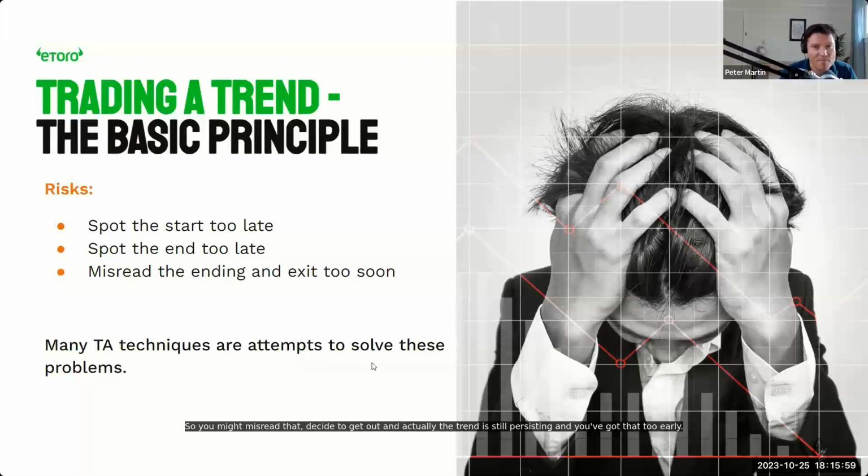So you might misread that, decide to get out, and actually the trend is still persisting and you've got out too early. So the techniques of technical analysis are attempts to solve these problems. Many techniques exist to try and address this because these are core problems. Things like moving averages, which we'll look at in a later presentation, reading patterns, using support and resistance levels, and so on.